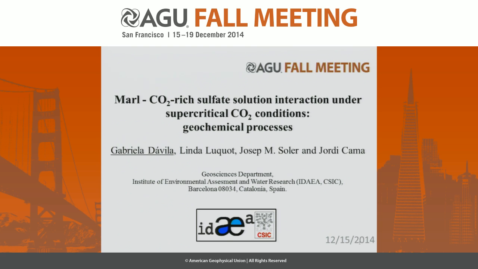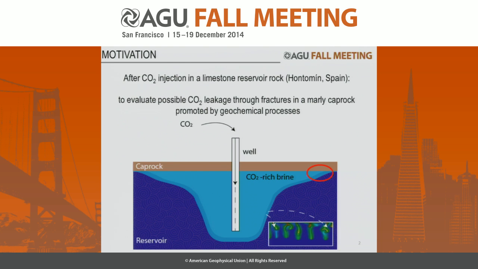And we want to know the interaction between marble and CO₂-rich sulfate solution during supercritical CO₂ conditions, and to quantify the geochemical processes. So, after the CO₂ injection in a limestone reservoir rock, there is the case of Hontomín in Spain. We want to evaluate the possibility of CO₂ leakage through a fracture in a marble caprock promoted by geochemical processes.